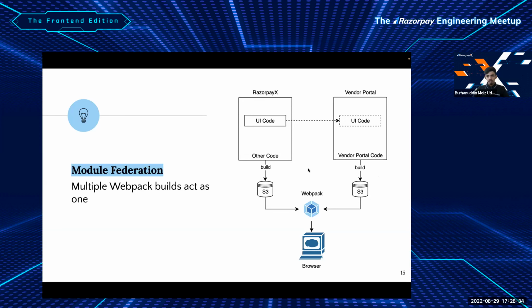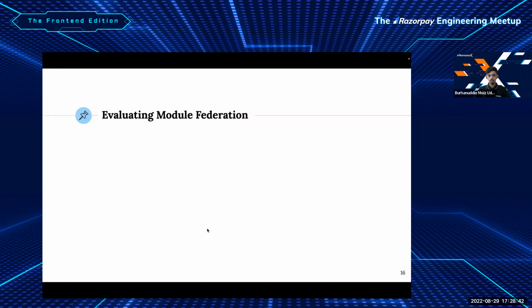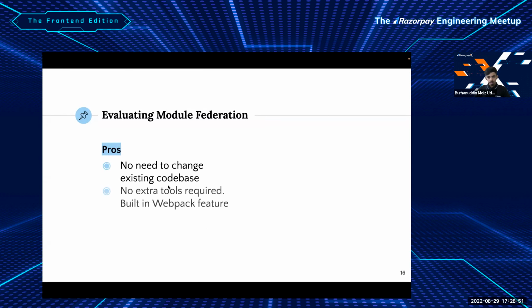Right. So each part of your code base can have its own Webpack config. Each part of your code base can have its own deployment pipelines and stuff. So the pro here is it didn't require a large change to the existing code base. The biggest change it required was updating imports. We'll come to that later. Another tool is not added because it's a built-in Webpack feature only. So all you have to do is just import one Webpack plugin.